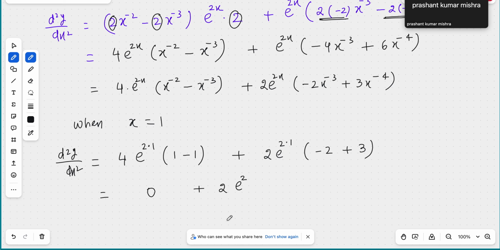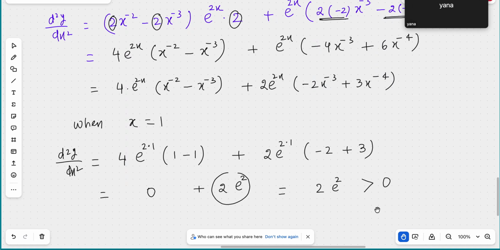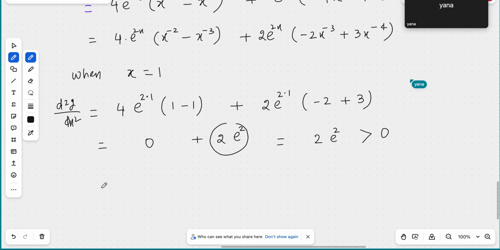Fine. And what we can see, the second derivative is positive because this is simply 2e squared and that is greater than 0. And we know that when the second derivative is positive, this point is a minimum point. Okay. Where did you get stuck?